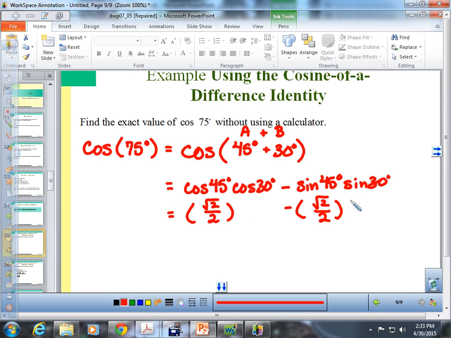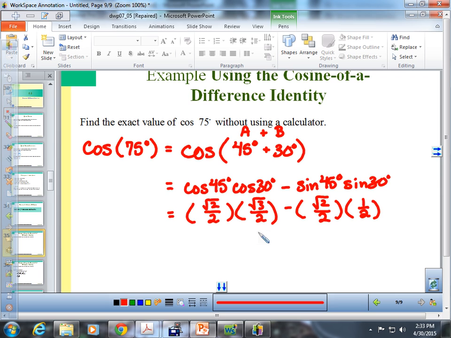What's the sine of a 30? The sine of the 30 is the easier one. 1/2. What's the cosine of the 30? I can now find those two products and then take their difference, and I now know an exact value, not only for 75, but every multiple of 15 degrees now.